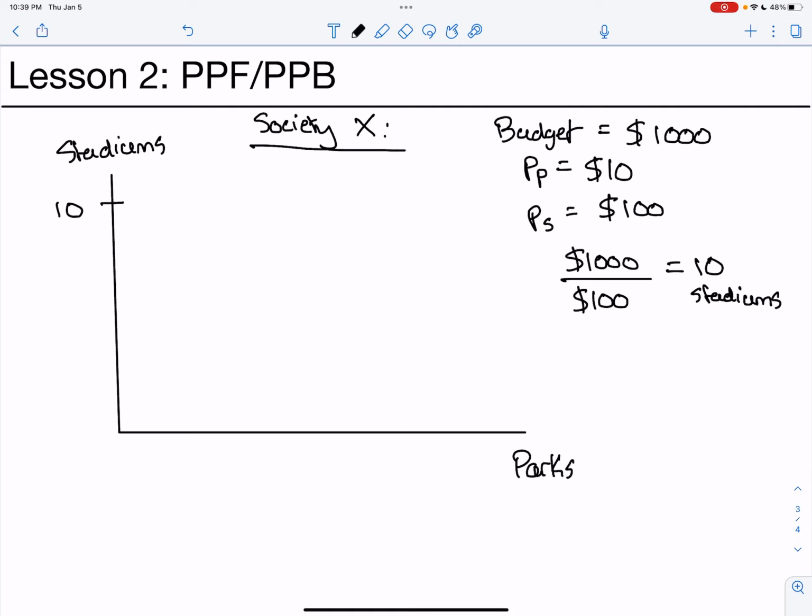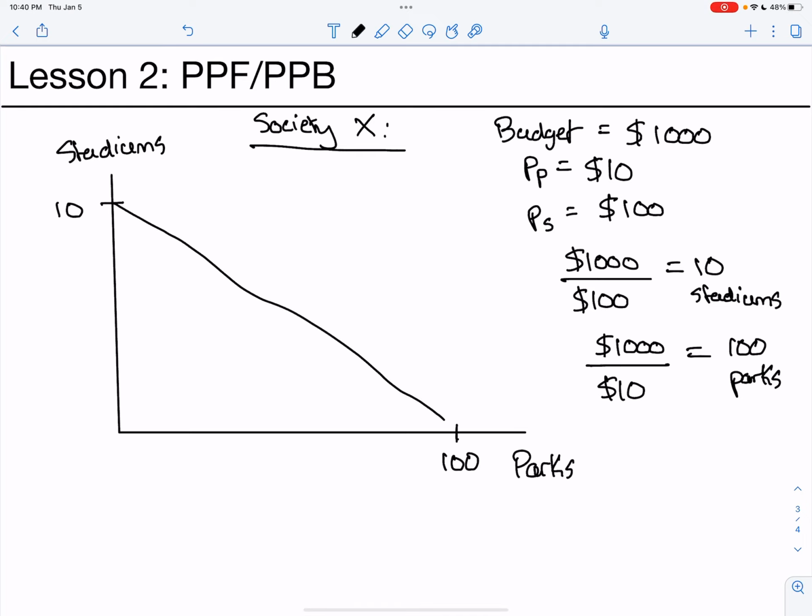And similarly, if you divide the budget by the price of a park, or the cost of building a park, you would just get 100 parks, which is our x-intercept. Now, the linear PPF can simply be represented by the line that connects these 2 points. So that's our linear PPF.